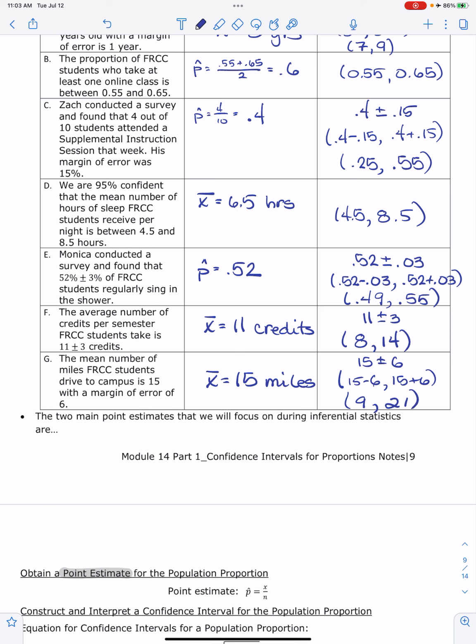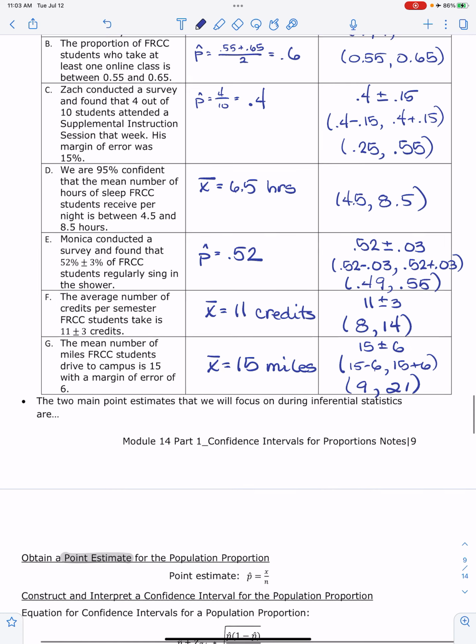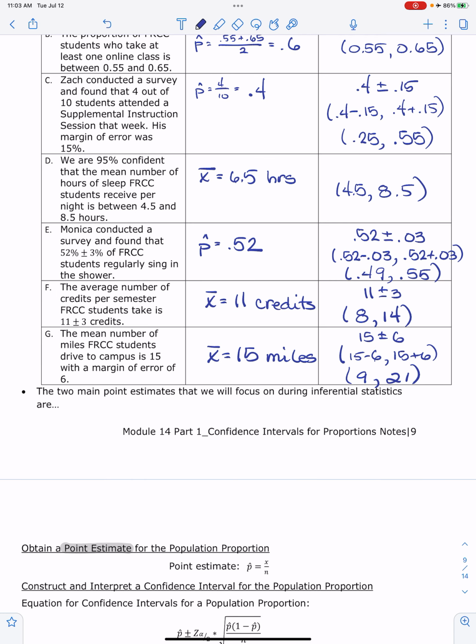The two main point estimates that we will focus on, same with what we've looked at before, are proportions, which we're going to do first, which you'll see in section 14.2.